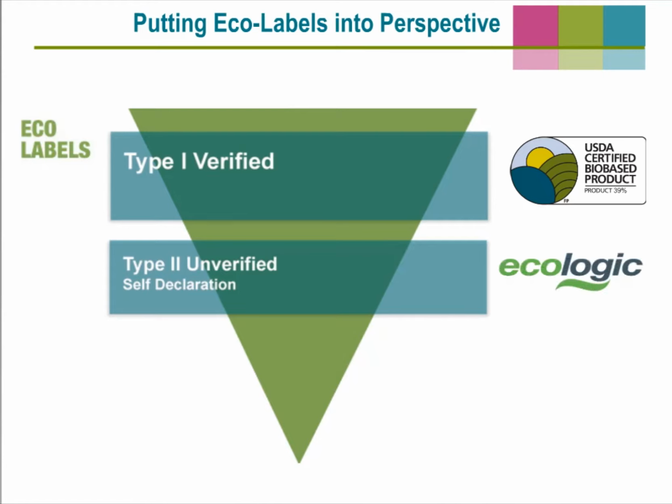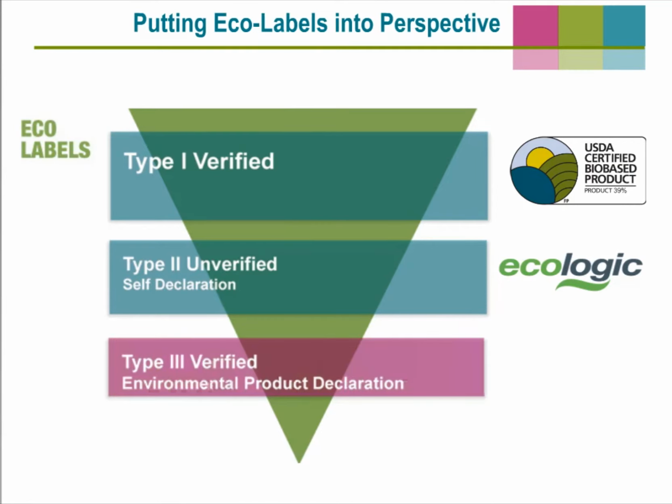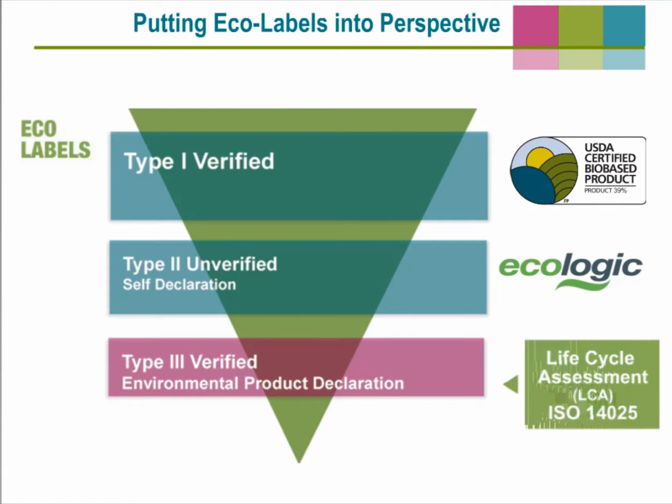Lastly, there are Type 3 ISO certified eco-labels. These are succinct, third-party verified, fact-based documents that provide specific information by category. The most popular format for a Type 3 label is an Environmental Product Declaration, or EPD. A Type 3 label summarizes a product's life cycle assessment results.